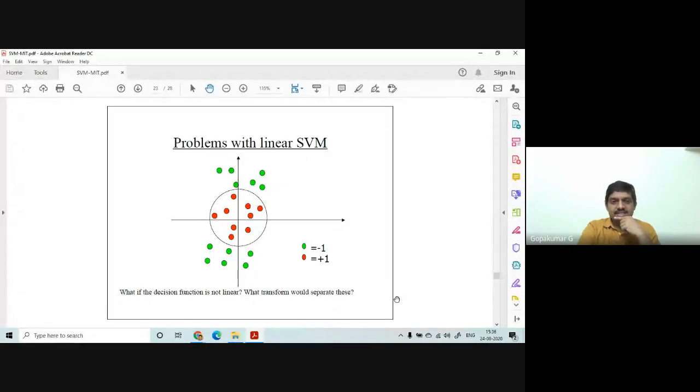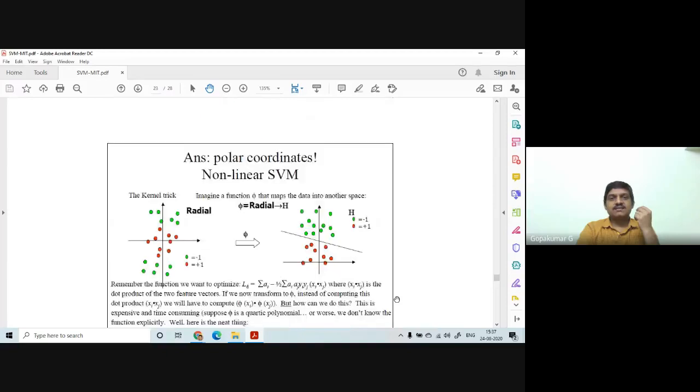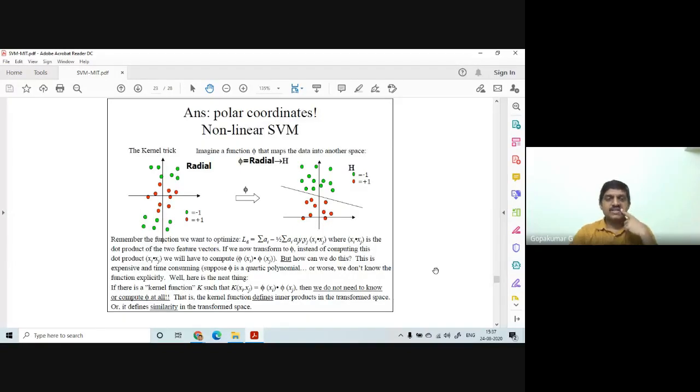You cannot draw a straight line here. Maybe a circle is fine, and as the points are plotted and easy to understand, we can easily say it's a circle. But mathematically, what has to be done is we have to map to another dimension where it can be easily separated. So that's the idea of non-linear SVM.